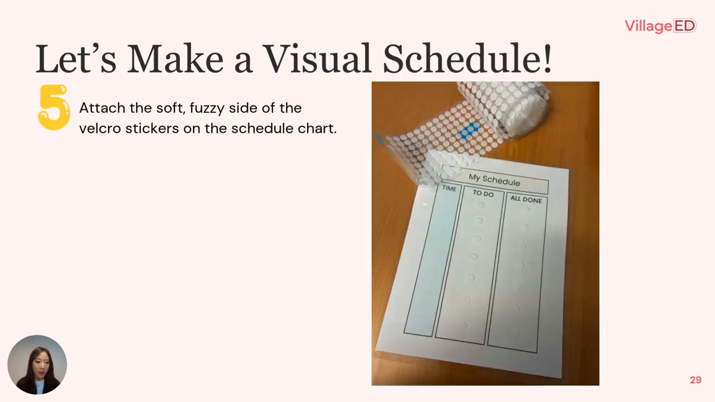Step 5, attach the soft fuzzy side of the Velcro stickers on the schedule chart. It really doesn't matter which side you stick on the visual schedule. I just recommend the soft fuzzy side on the visual schedule itself, just in case you put them in binders or on the wall. And when you put your fabric past it, sometimes it gets caught. If you tend to walk over it, or if your child happens to scratch themselves, we don't want that to happen. So use the soft fuzzy side of the Velcro stickers on the visual schedule.